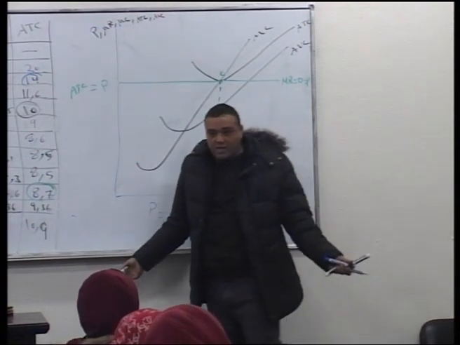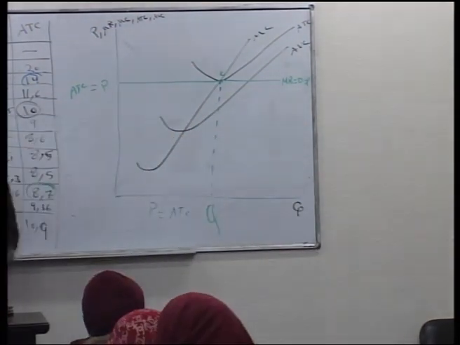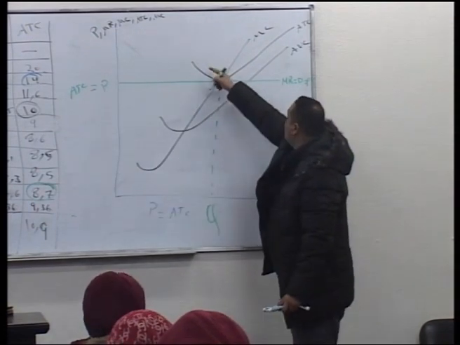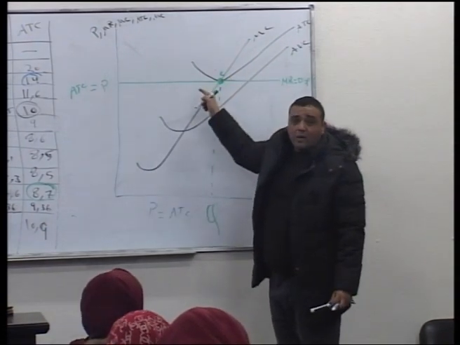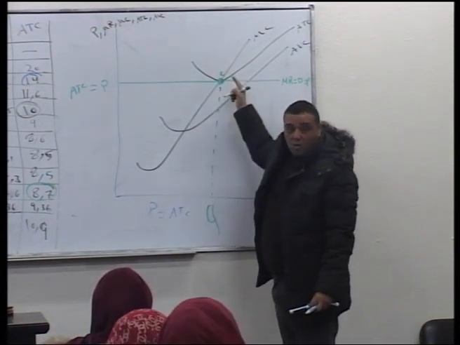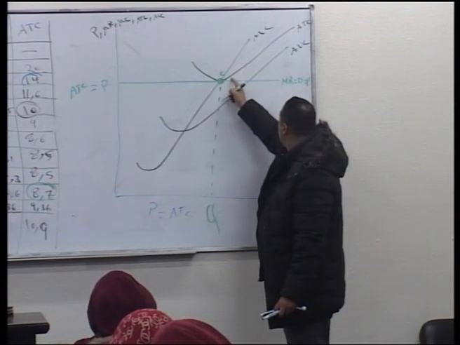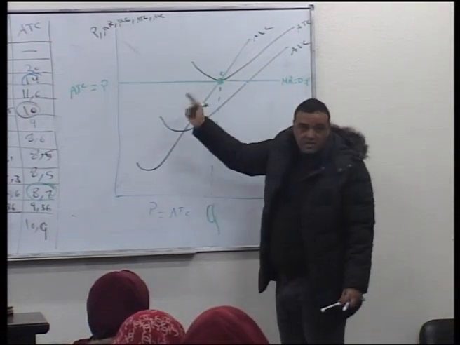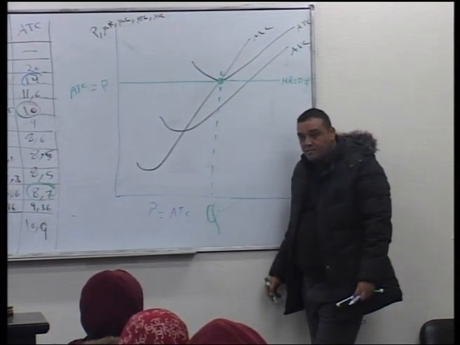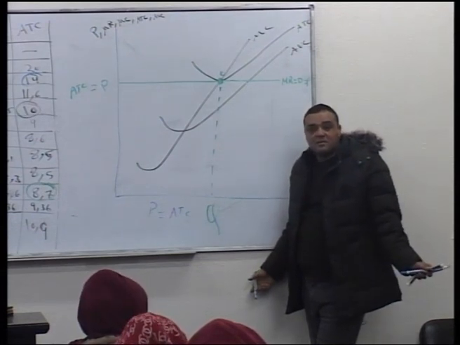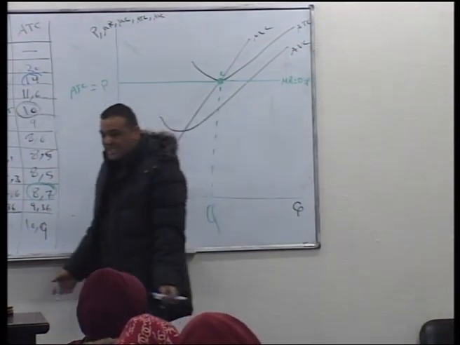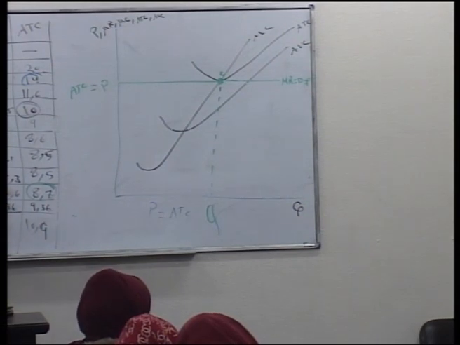So total revenue equals the total cost. So the break-even point is the point here, the minimum ATC, the point at which price is tangent to the minimum ATC, or price equals ATC, or total revenue equals total cost. Okay? Here, no profit, no loss. Total economic profit equals 0, right?